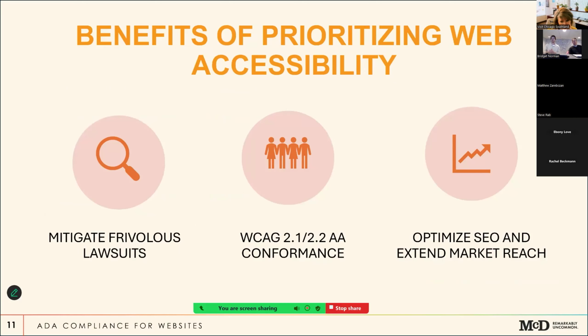So we're going to talk a little bit about the general benefits of prioritizing web accessibility. Again, outside of it being the right thing to do, there are a lot of benefits to your website for pursuing accessibility. You do mitigate frivolous lawsuits. There's a rise of lawsuits where people are just trying to essentially make a quick buck on websites that might care about accessibility but are falling short of the standards. It helps you with WCAG conformance. It optimizes your site SEO and extends your market reach.